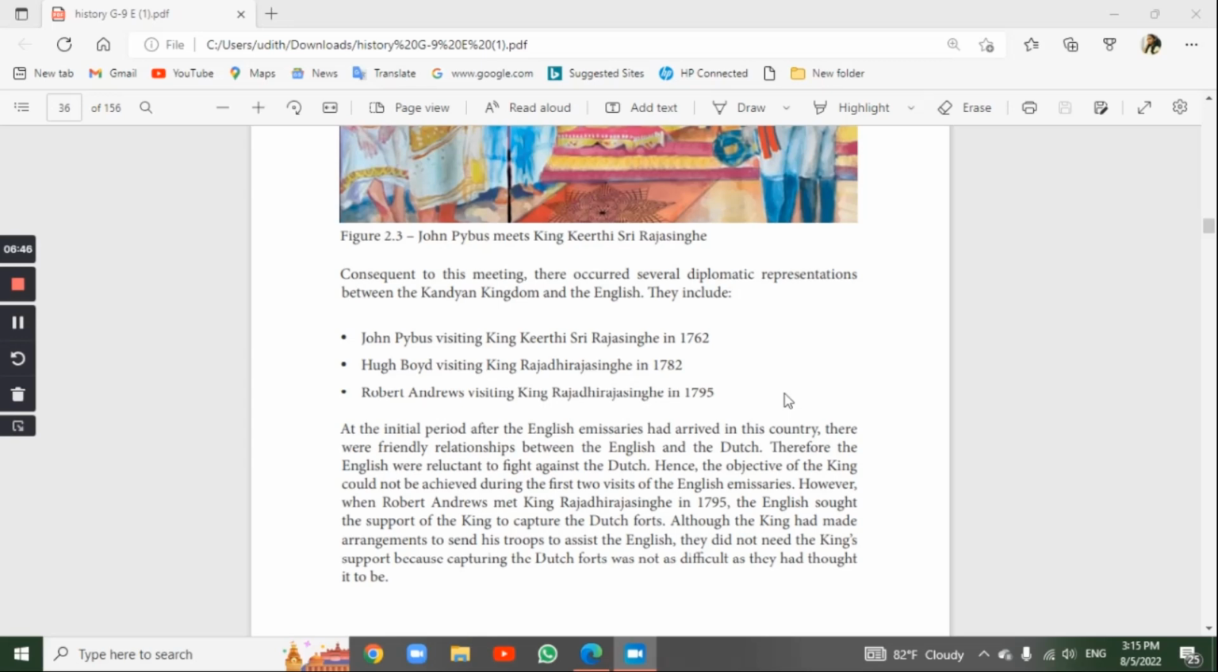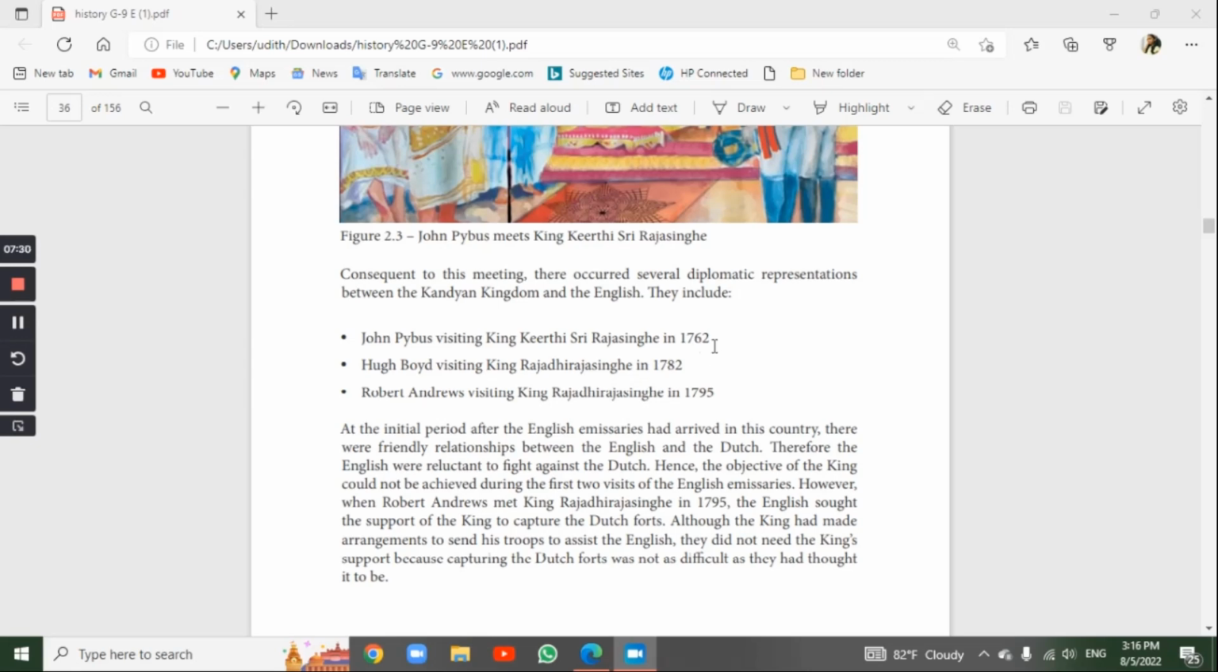There were three people who met the Kandyan kings for different reasons. John Pybus visited King Keitsi Rajsingha in 1762. John Pybus is the first English person to come to Sri Lanka, and he met King Keitsi Rajsingha in 1762. Second, Hugboy visited King Rajadiraj Singha in 1782. Robert Andrews is the third person who visited our country and met King Rajadiraj Singha in 1795.